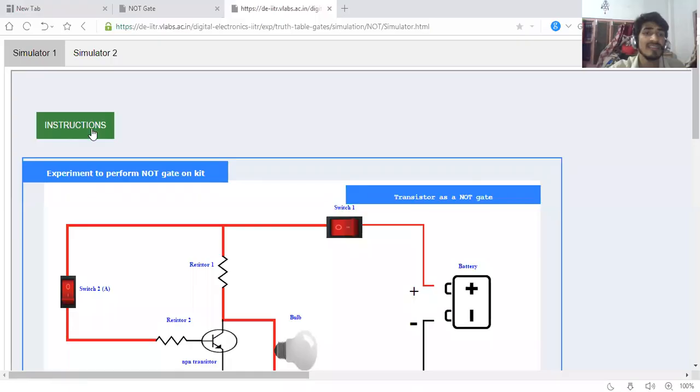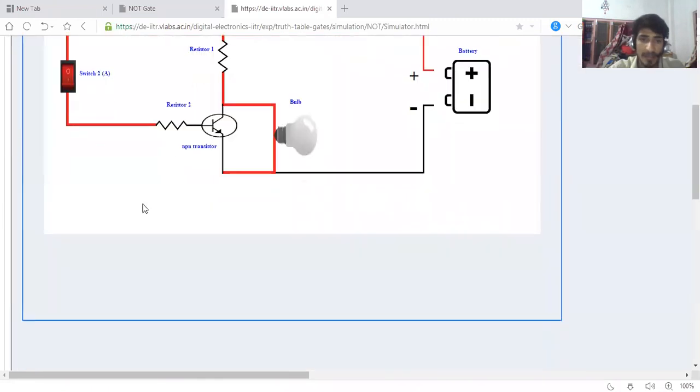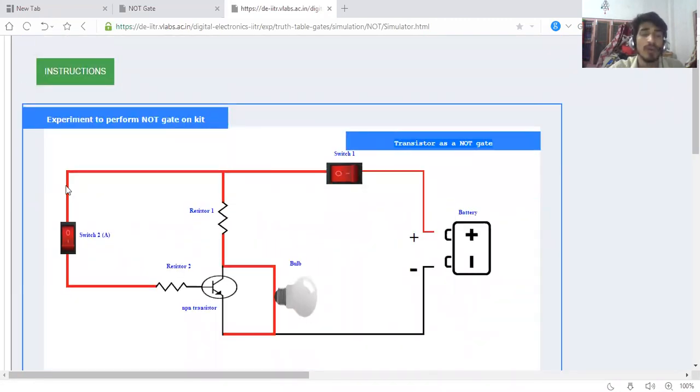We are now going to the simulation process in this section. This is our NOT gate experiment performed on a kit using the simulation process. Here I consider the transistor as a NOT gate. This is the basic NPN transistor. This is the bulb. The battery is disconnected over here, and this is switch 1 and switch 2. In this experiment, we first connect this battery. The battery is now connected.